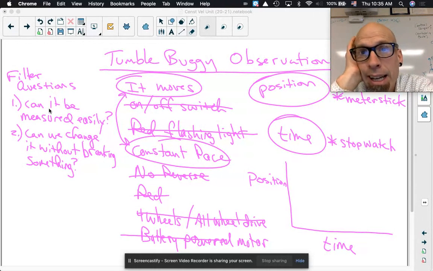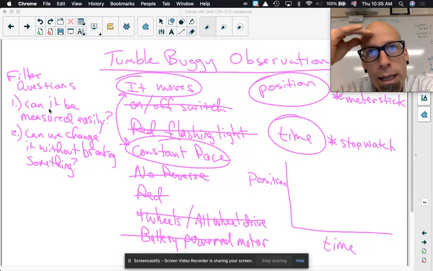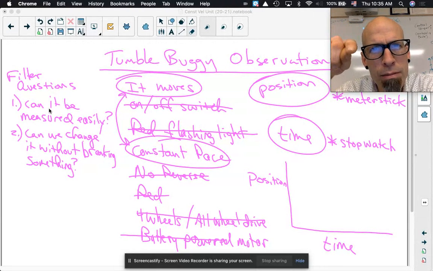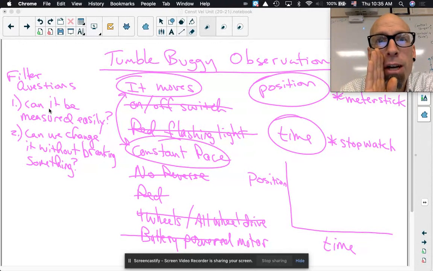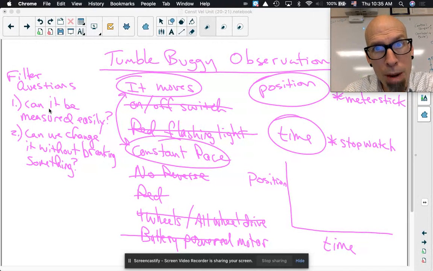Now, I had then asked the class, hey, what do you think these filter questions and our observations, what do you think we're actually looking for? The fact that I have to say, can it be changed without breaking something? What kinds of things change? Variables. Variables change. They vary, right? So we're looking for things that change that we can measure about this tumble buggy that was rolling across the track. And this is the list we came up with.